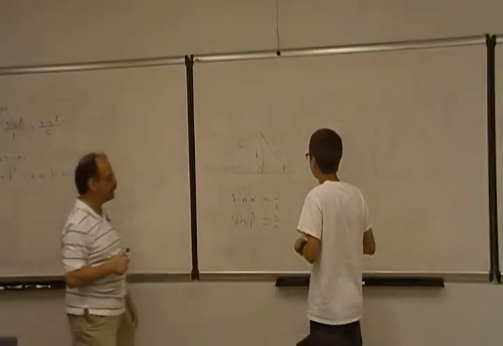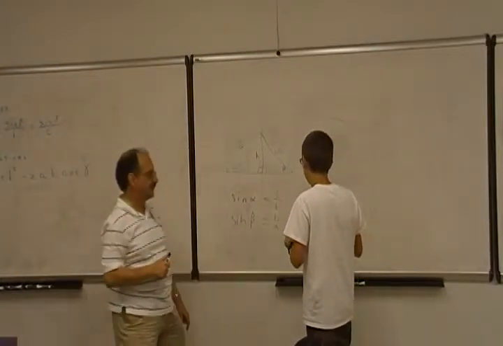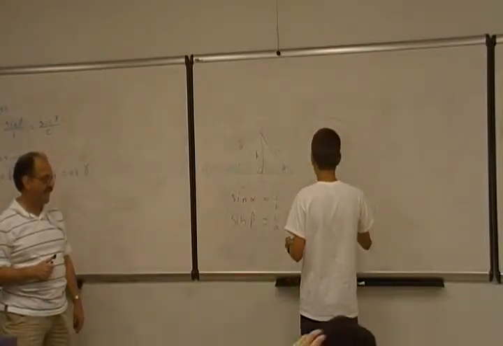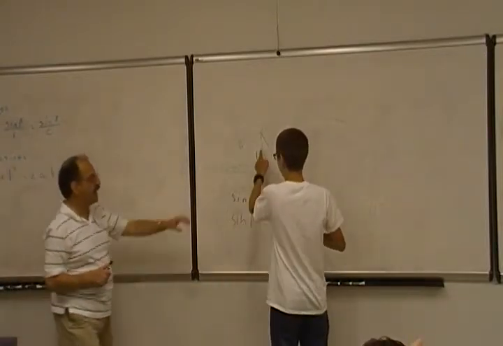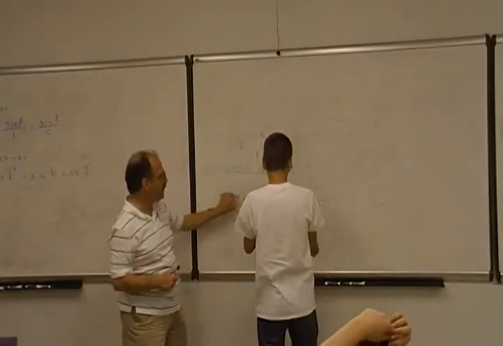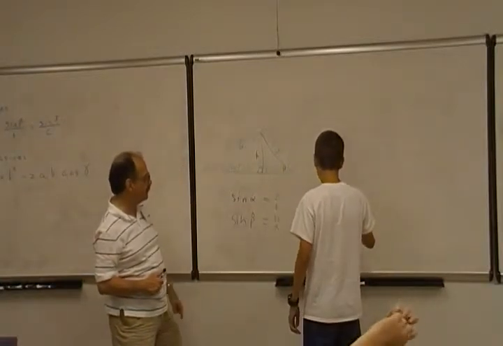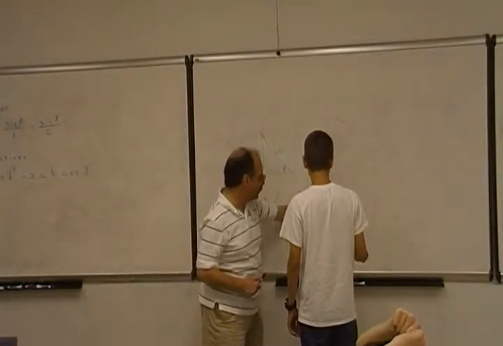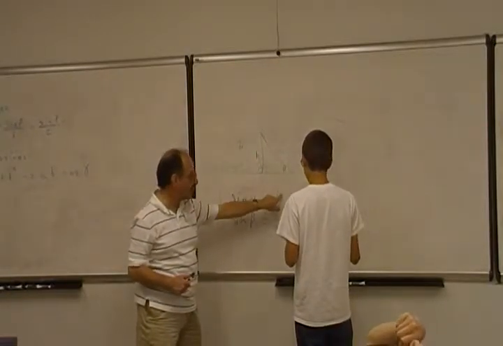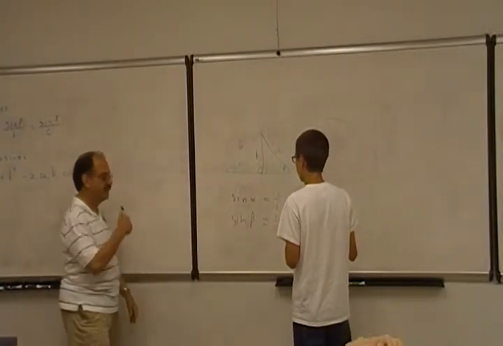Now a little bit of algebra. Take this equation and solve it for h. Just look at the equation. Sine alpha is h over b. Solve it for h in terms of b and sine alpha.